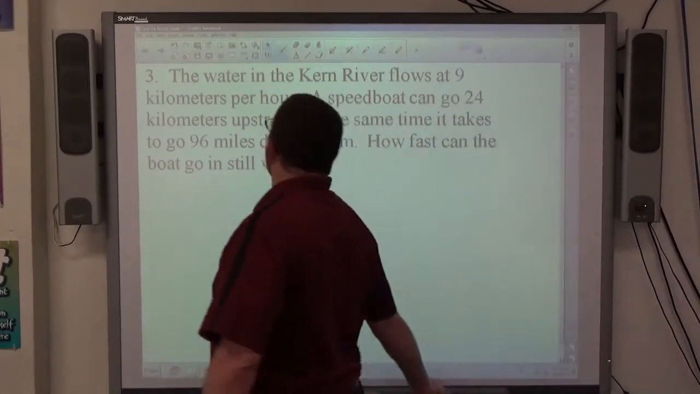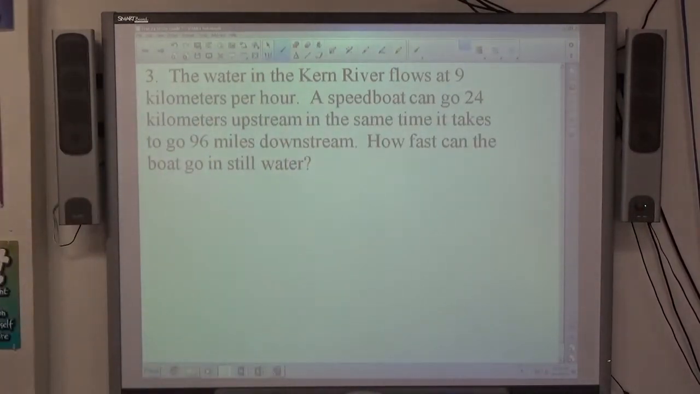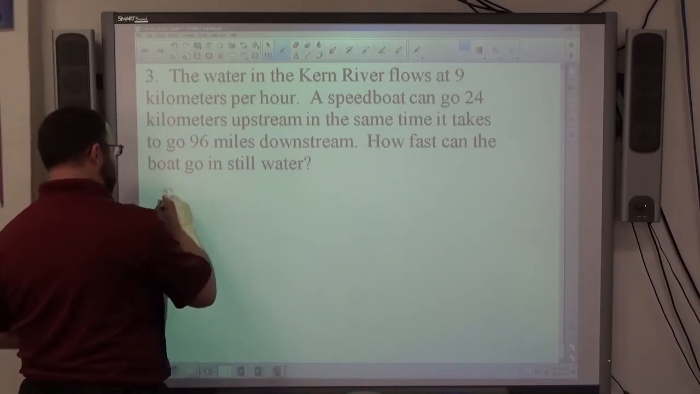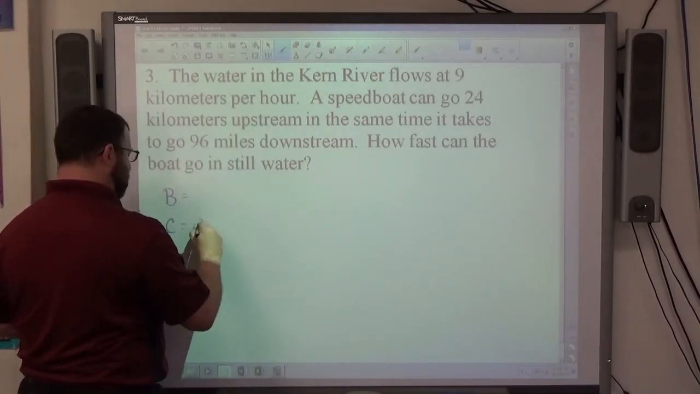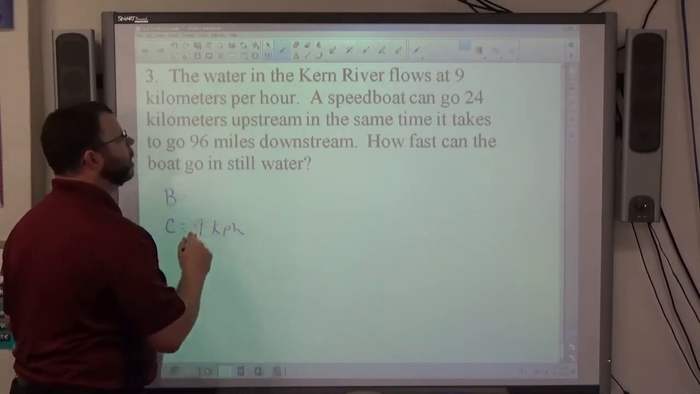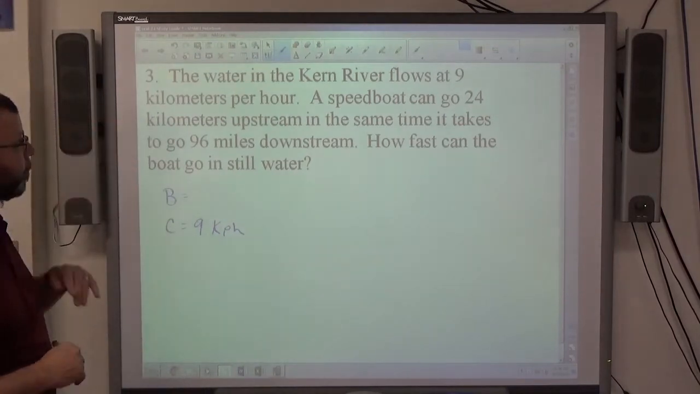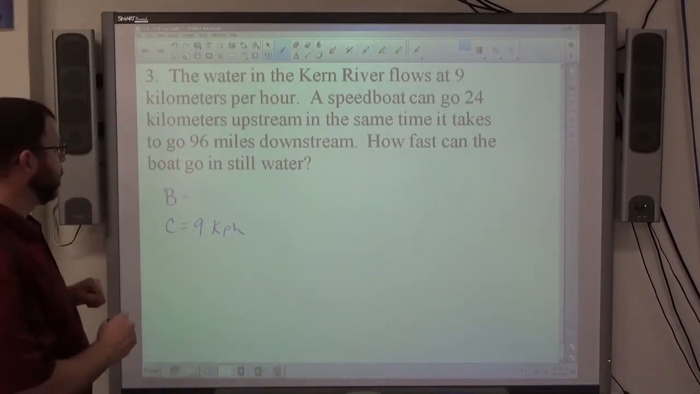Moving on to number 3, the water in the Kern River flows at 9 kilometers per hour. A speedboat can go 24 kilometers upstream. Once again, there's upstream and downstream happening. So, speed of the boat equals something, speed of the current equals something. The current is 9 kilometers per hour. Water flows, that's current.